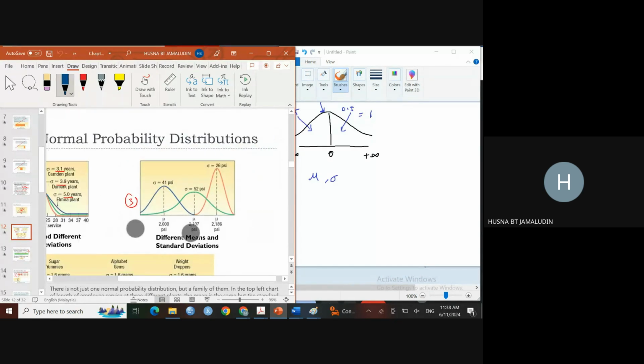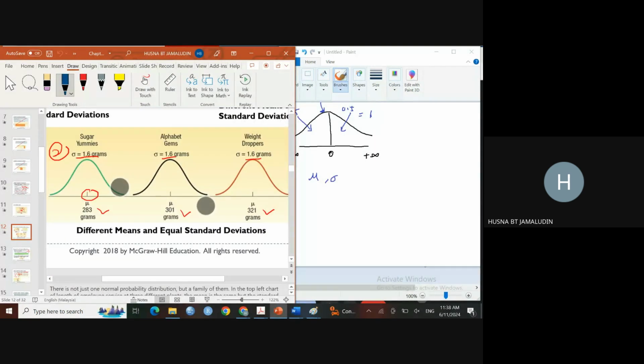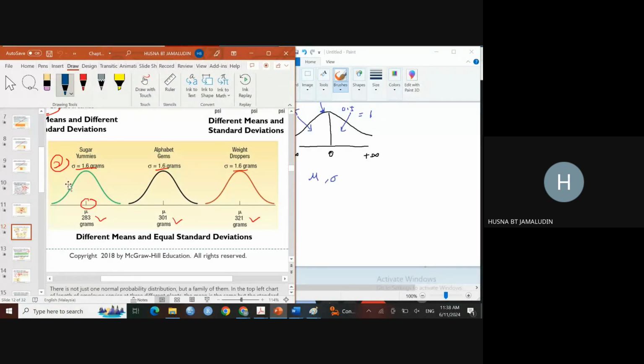Now look at the next graph, which I label as number 2. You can see that the shapes are all the same. Remember, the shape tells the variance or the standard deviation. So it says that the standard deviations are all the same. The only difference is that they have different mu. The first green one has a mu of 200 something, and the second has 300 and so on. Sometimes the shape may look the same because they have the same variance or standard deviation, but their mean could be different. So I just want to tell you that the normal probability distribution has different shapes and different means.